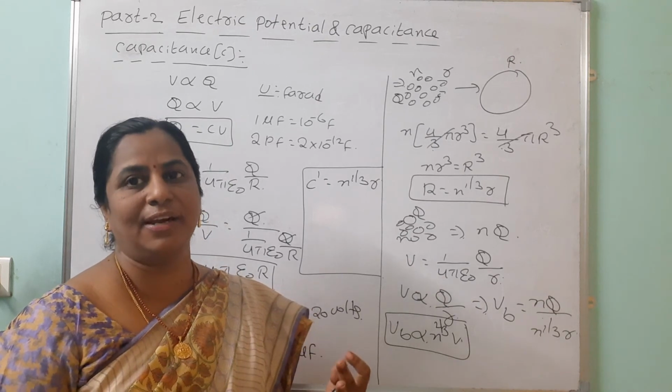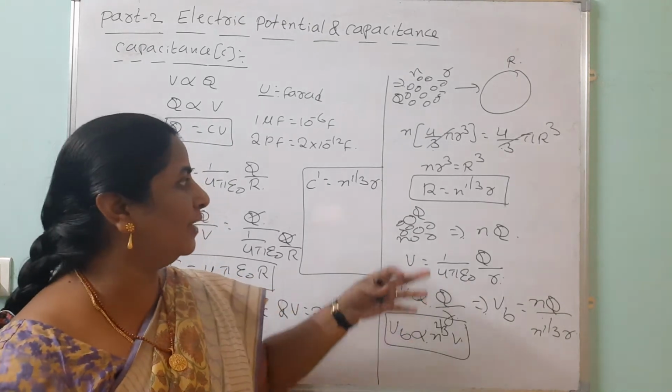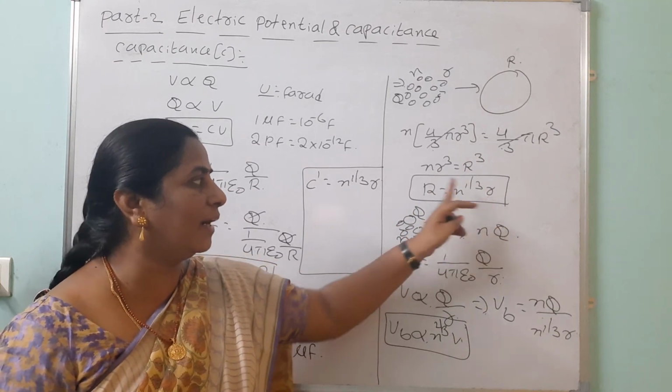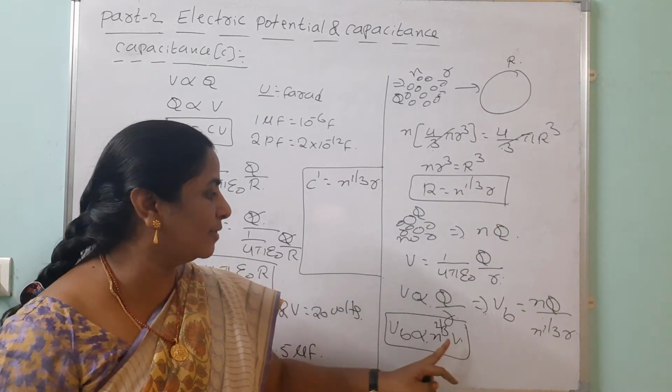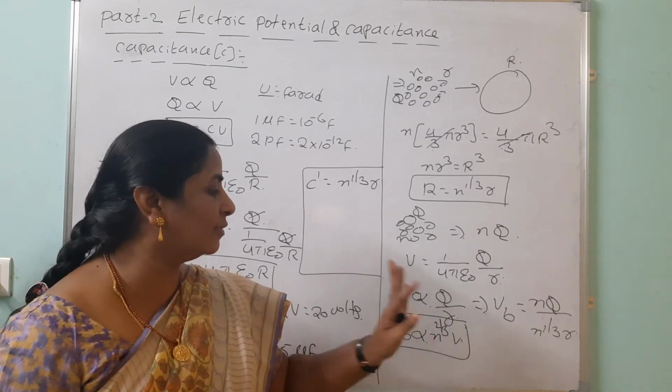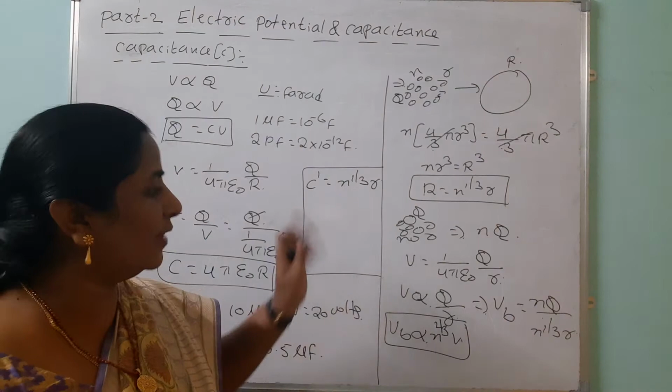Like that we should calculate when you know the relation between the radius of the small drop and the big drop. The radius of the big drop equals n to the power of 2 by 3 times that of the small one. And capacitance also we can take it.